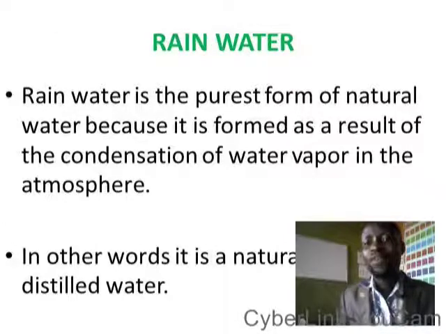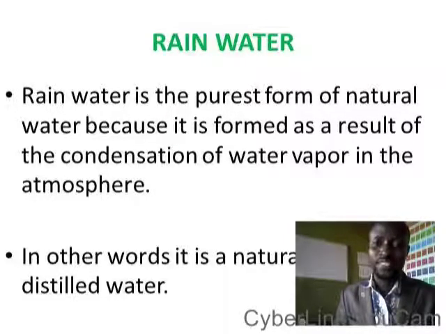Now, rainwater. Rainwater is the purest form of natural water. That's quite interesting. Hope you understand that. Rainwater is the purest form of natural water because it is formed as a result of condensation of water vapor in the atmosphere. If you have questions, go to the comment section and put your questions there. I will always be ready to respond to it. Why is rainwater regarded as the purest form of water? The reason is because it is formed as a result of condensation of water vapor in the atmosphere. You can even ask your friends the question, and if they don't know it, just tell them the answer and you are good to go.